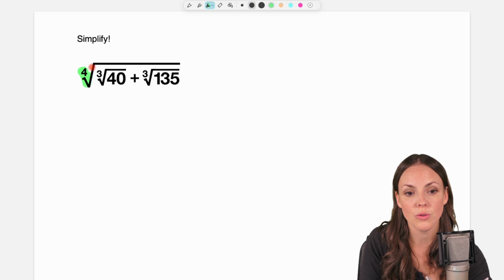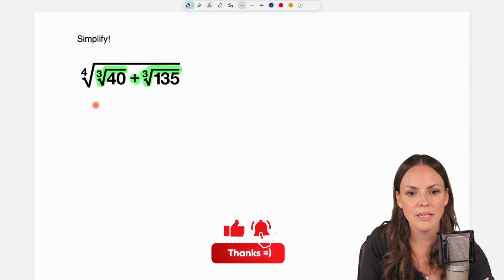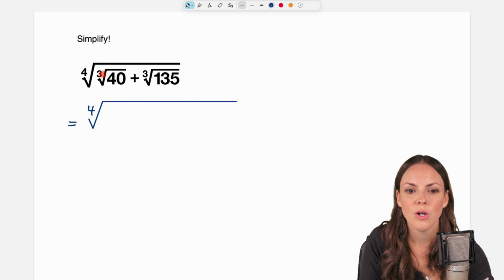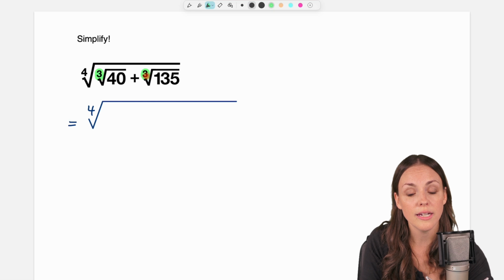We have the fourth root of, and inside we have the cube root of 40 plus the cube root of 135. Maybe let's start inside here. So we have the fourth root outside, and what can we do in here? We have a cube root here and another one here, so are we allowed to just add them? Unfortunately not, because these numbers in here are different. So then let's focus on this first cube root here.